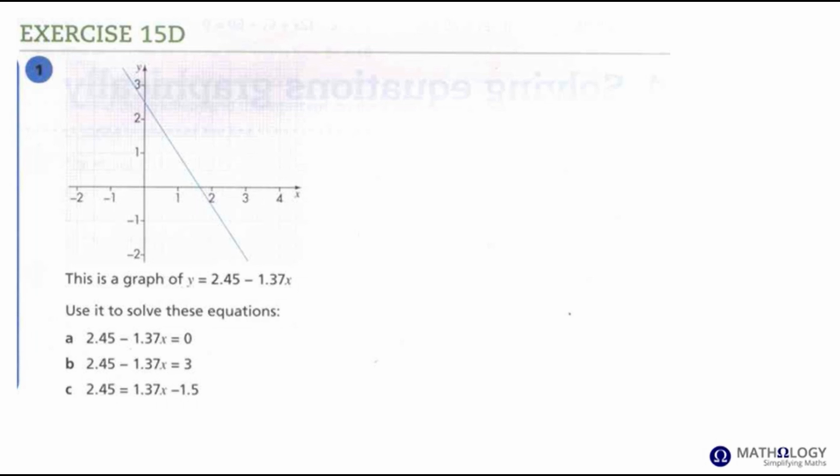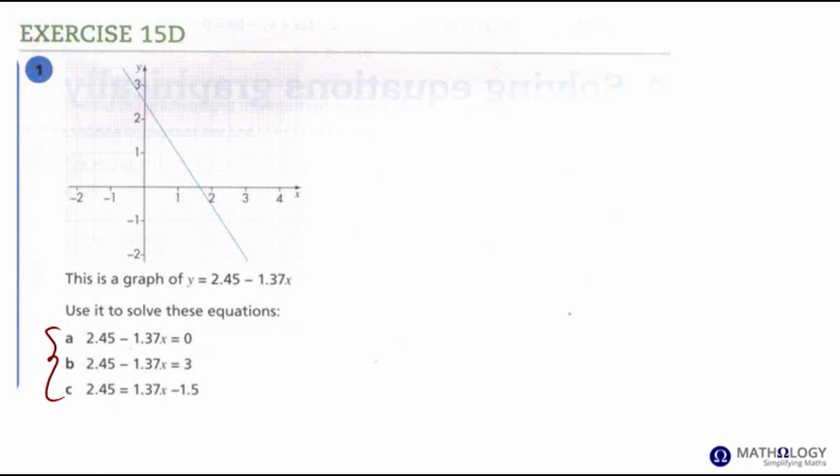Okay, question 1. Given the graph of y equals 2.45 minus 1.37x, the decimals are unavoidable. We're not going to bother changing these to fractions; we're going to leave it as it is. We're just required to solve these equations here. For each of these, we have done a similar example in a previous exercise.